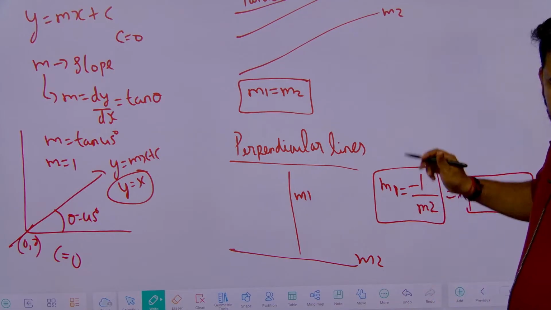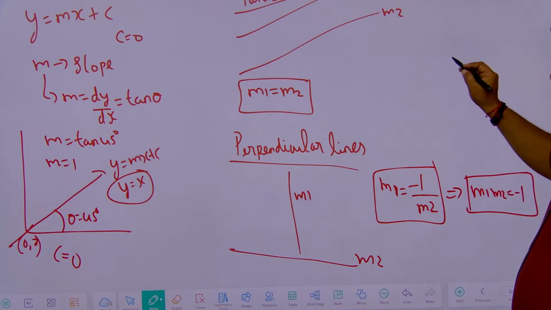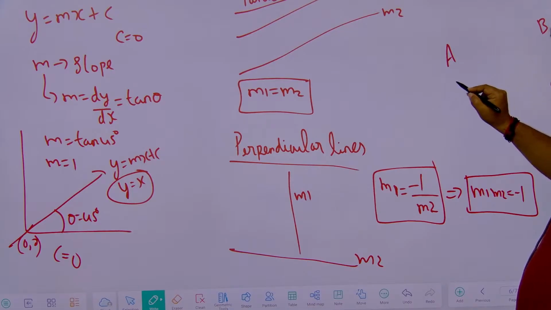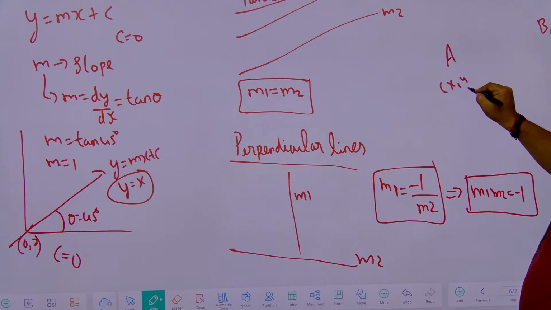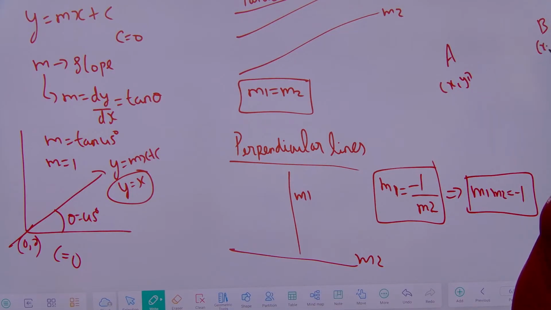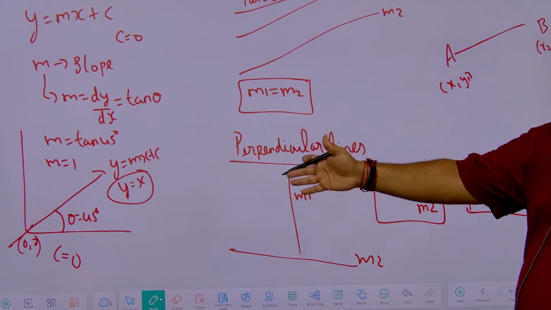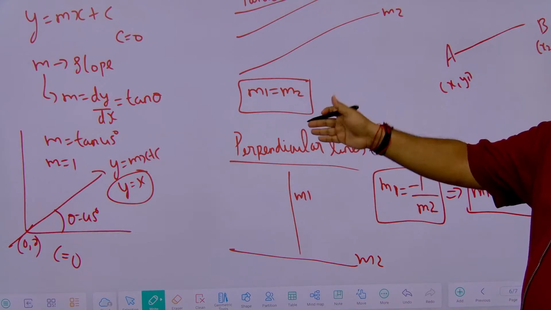Also, listen, suppose 2 points are given. 2 points A and B are given. This one is x1, y1. This one is x2, y2. Now you want to find the slope. Earlier I told you how to find the slope, that is m is equal to tan theta, or you can also use m is equal to dy by dx.